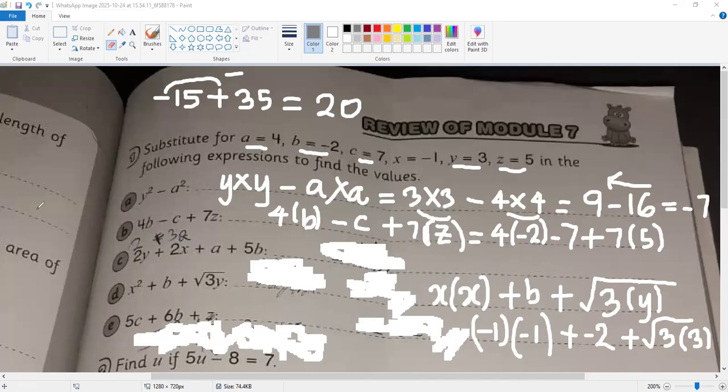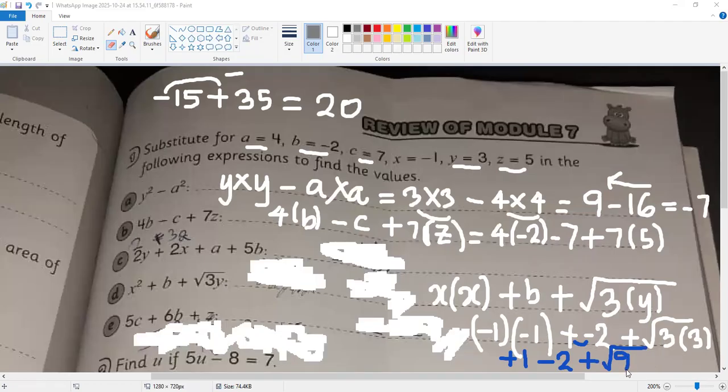Okay, now we have the next one. Minus 1 times minus 1 means plus 1. Recall I told you when multiplying directed numbers or integers, the signs will multiply. Minus times minus is plus. So it's like saying plus 1. Do you get that? Then I have plus minus. This plus minus means minus 2. Then I have a square root radical. I place it. 3 times 3 is 9.